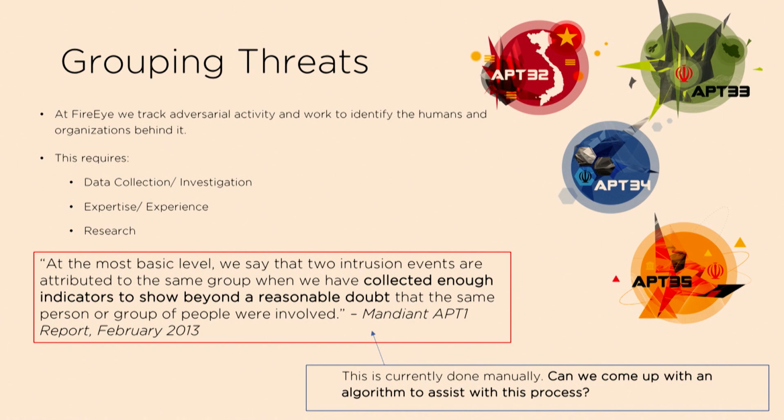And in the first APT report we ever put out in February 2013, the APT1 report, which I highly recommend reading, we say that we can attribute 2 or more intrusion events to the same group when we've collected enough indicators to show beyond a reasonable doubt. And that sounds familiar because it's a common legal term to indicate that beyond a reasonable doubt we can make this claim. And if you read the APT1 report, I think you'll agree that it is proven beyond a reasonable doubt that that activity was all attributable to the PLA. That attribution and that analysis and that merging of data is done manually, and it's hard fought. And I will say that in my experience at FireEye, the bar for attribution is very, very high. And it takes a lot of time and effort and expertise.